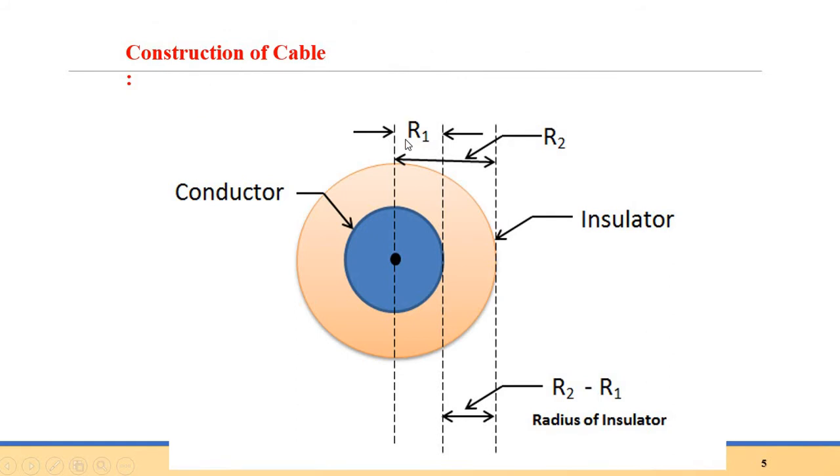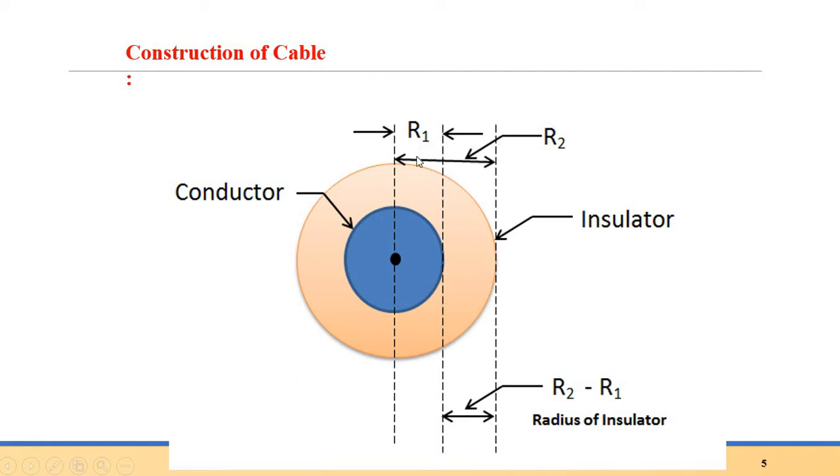We can see here the cross-sectional view of a cable. This is the insulation over this, the outer insulation, and this one is the conductor. The blue portion shows the conductor, and the pink portion shows the insulator.